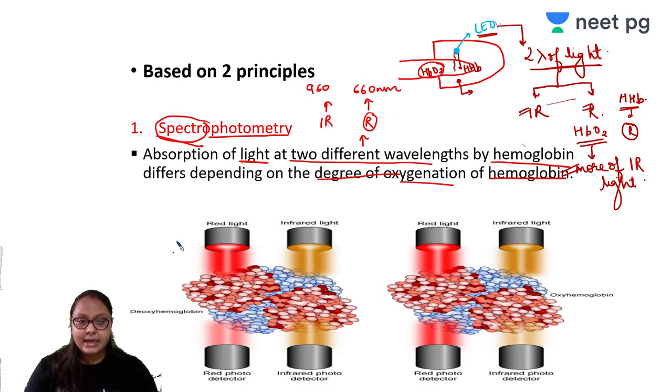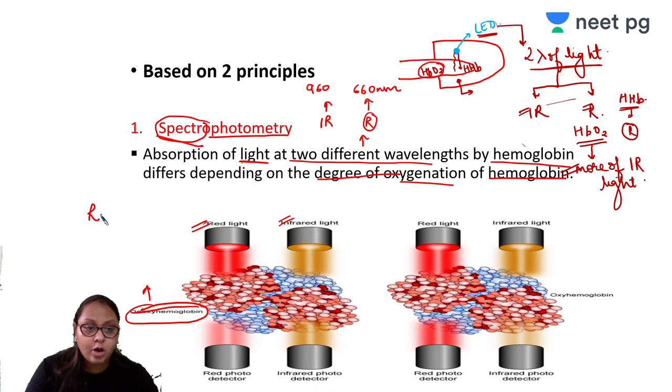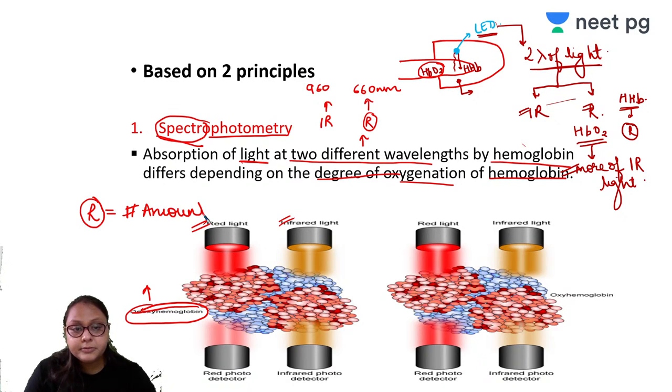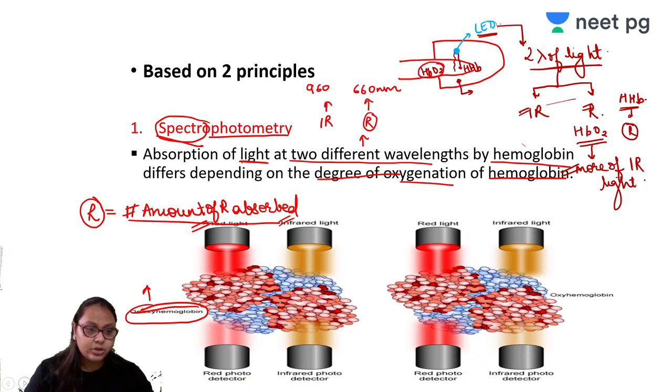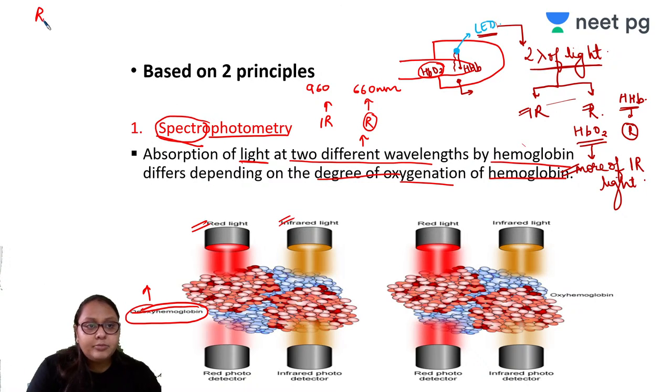So that is what spectrophotometry is. OK, so this is a diagram. Here the light emitting diode is emitting the red and the infrared light. So if there is deoxyhemoglobin, what will deoxyhemoglobin do? It is absorbing more of the red light and less of the infrared light, and therefore there is an absorbance ratio, that is R. The R is the absorbance ratio, that is equal to the amount of red light which is absorbed, upon, I'm so sorry, one second, there is an absorbance ratio.